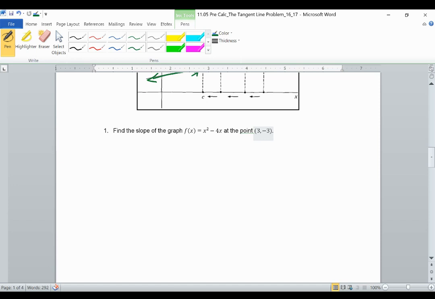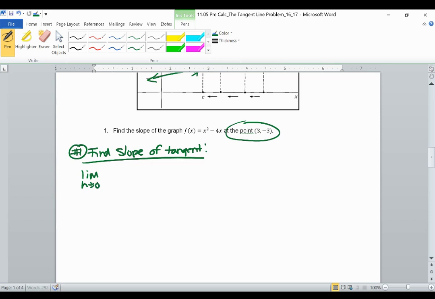So first, I'm not even going to worry about this point where it says at the point 3, negative 3. My first step is I want to find the slope of the tangent. So to find the slope of my tangent, I'm going to take the limit as h approaches 0. Again, very important that you write this part down, of f of x plus h minus f of x over h.